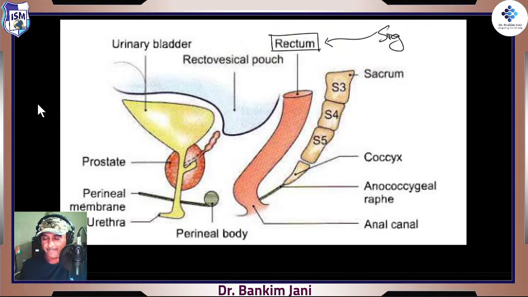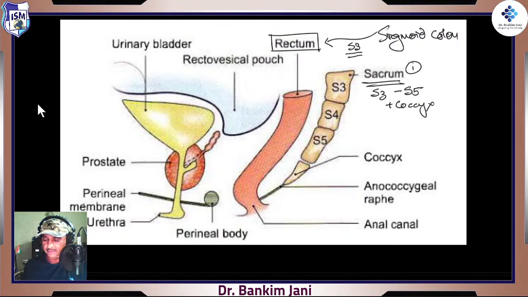All right, so this is the sigmoid colon, which continues with the rectum at the level of, say, S3. That's the sacrum on the back side. And all the way from S3 to S5 plus the coccyx is on the posterior surface of the rectum.